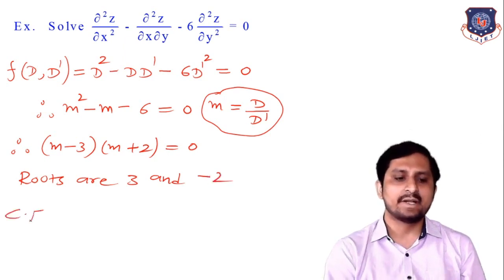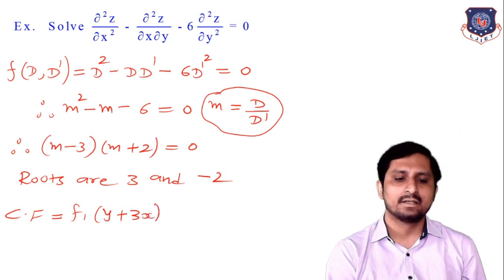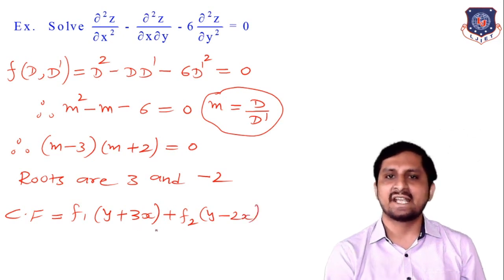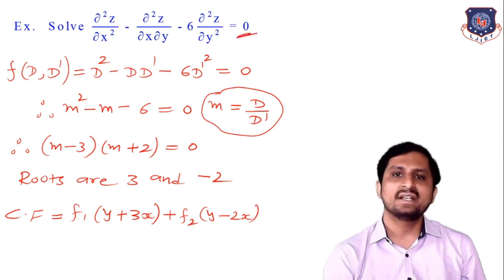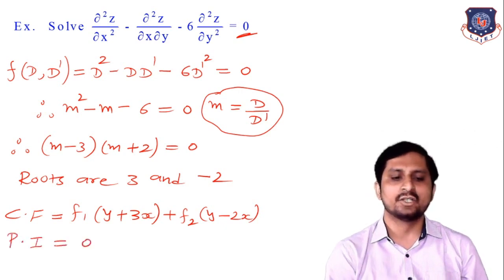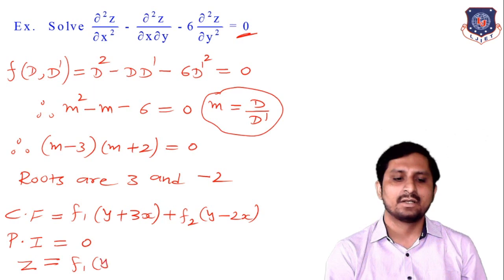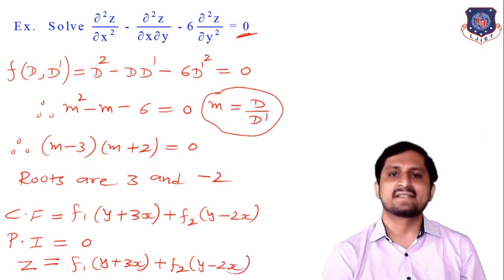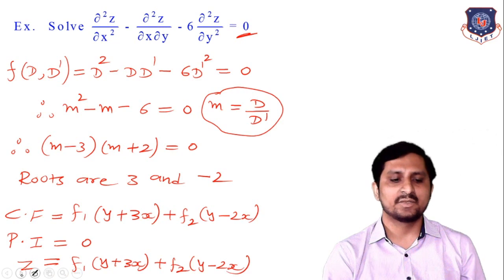So I can write the complementary function as f1 of y plus 3x plus f2 of y minus 2x. What is our rule? f1 of y plus m1x plus f2 of y plus m2x. Both are distinct roots, so the complementary function is f1 of y plus 3x plus f2 of y minus 2x. Now on the right hand side we have 0. We don't have any function of x and y, so the particular integral is definitely 0. So z is nothing but CF plus PI, that is, z equals f1 of y plus 3x plus f2 of y minus 2x. In today's lecture we solved our first example. Let's solve one more example.